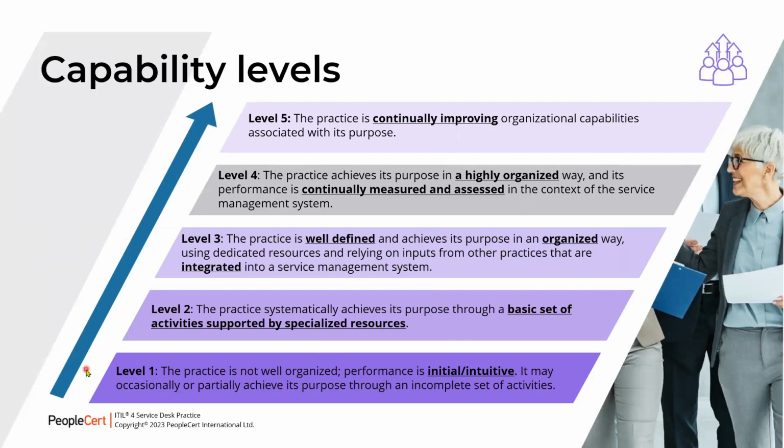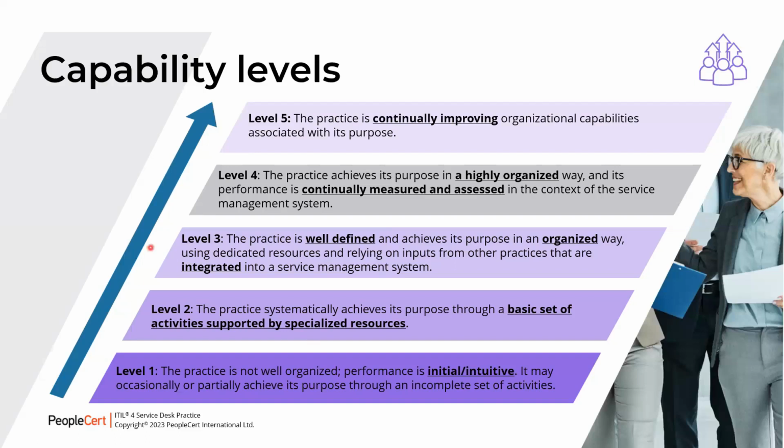So we have level 1 to start with, wherein the practice is not well organized. The performance is initial, intuitive, or even we could say habitual. It may occasionally or partially achieve its purpose through an incomplete set of activities, meaning at this level 1, the purpose of the practice is not achieved. Now, level 2 indicates the practice systematically achieves its purpose through a basic set of activities supported by specialized resources. So the criteria mapped here is about basic set of activities being performed. The purpose of the practice is achieved through such specialized resources.